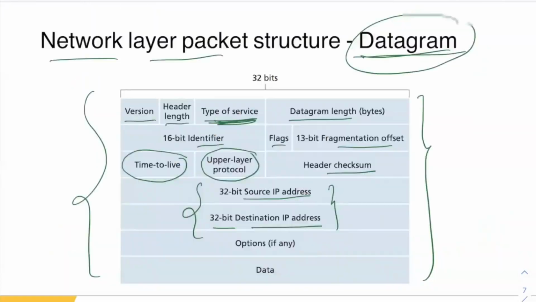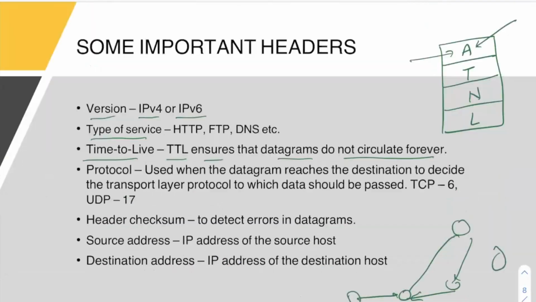Then you also have the protocol field, the upper layer protocol. Upper layer means the layer above the network layer, which is the transport layer. What protocol is the transport layer using? It can be either TCP or UDP. For TCP, the value will be 6 in this protocol field, and if it is UDP, the value will be 17.